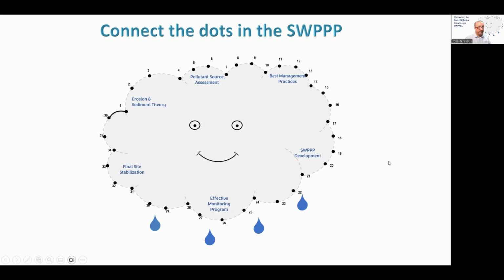Erosion and sediment theory is really important. If you don't understand that, you're not going to be able to connect dots. Then the pollutant source assessment, and that's where we're really going to focus a lot of time, but also best management practices, SWPPP development, an effective monitoring program, and finally, the final dot number in this drawing, 36, is to get that site stabilized.